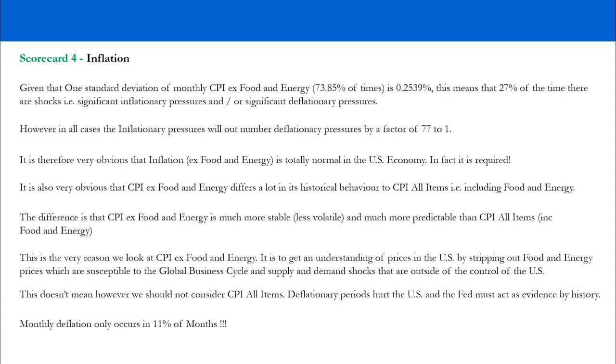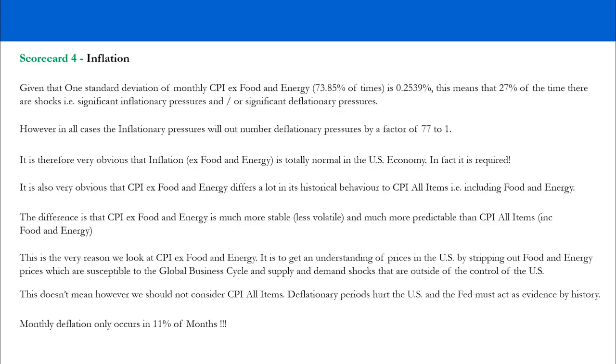It's therefore now really, really obvious that inflation, ex food and energy, in its entirety is totally normal in the US and is totally required. So very similar in our analysis to CPI including food and energy. When we're learning about the ex food and energy number, what we're actually learning about is the wider capitalist system. If we exclude food and energy from CPI statistics, what we're seeing is that inflation is actually fairly predictable and absolutely necessary.